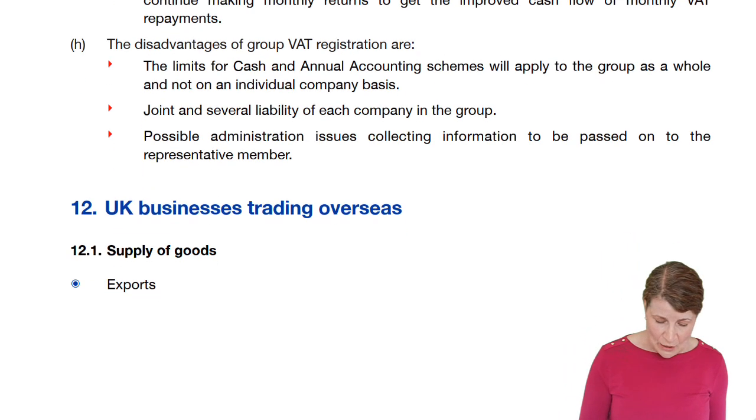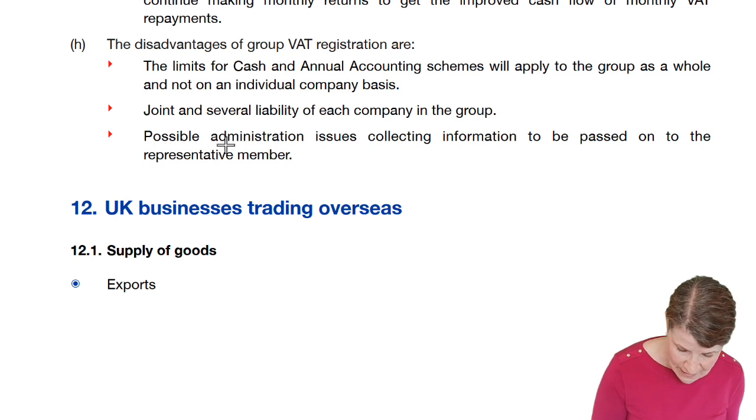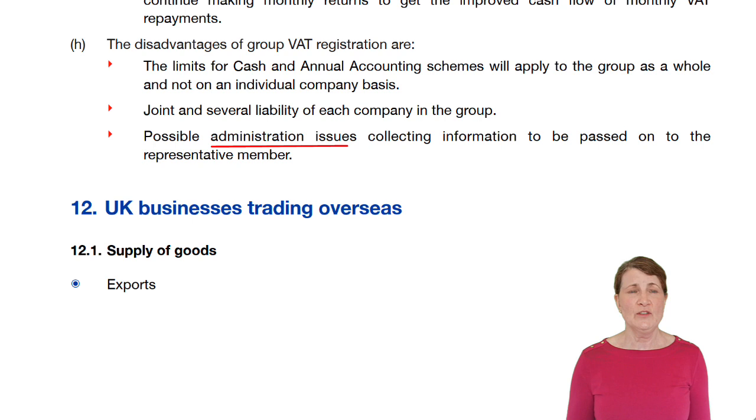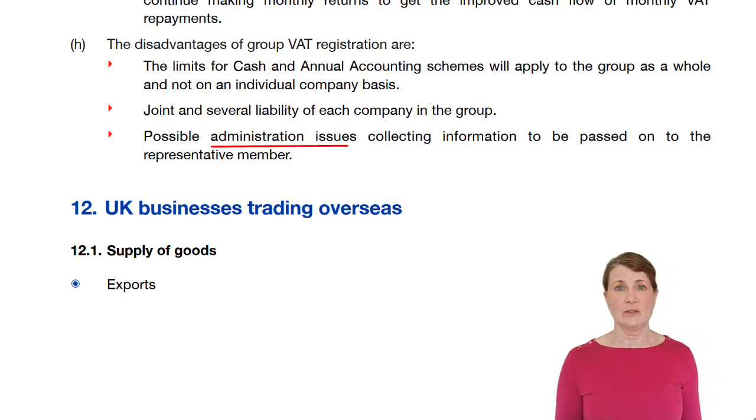The other possible disadvantage is we could have administrative issues. If you're responsible for your own VAT return and you're sat there in the accounts department and all the information that you need is at your fingertips, then that's one thing. But if you're trying to collect that information from companies that are all over the country, some in the north of Scotland, some in the south of England, and you're phoning them up and trying to get them to send you their information so you can do the VAT return.